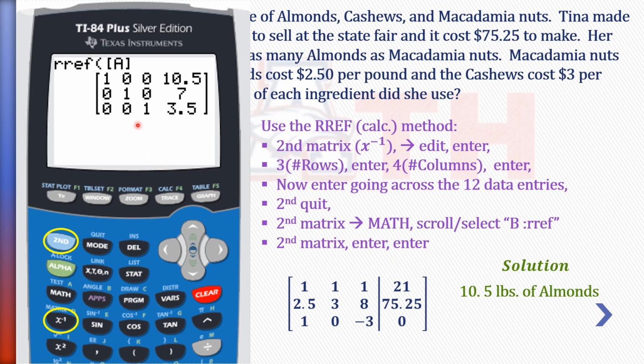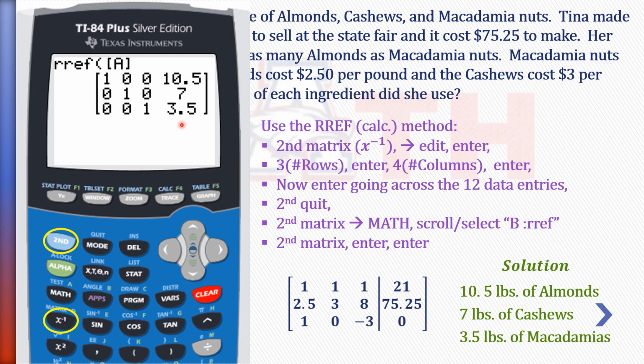All right, come back up. This column right here was our C's. So I do know I have cashews, and there were 7 pounds of them. And then this last column right here is for my M's, my macadamia nuts, and there's 3.5 pounds of those.